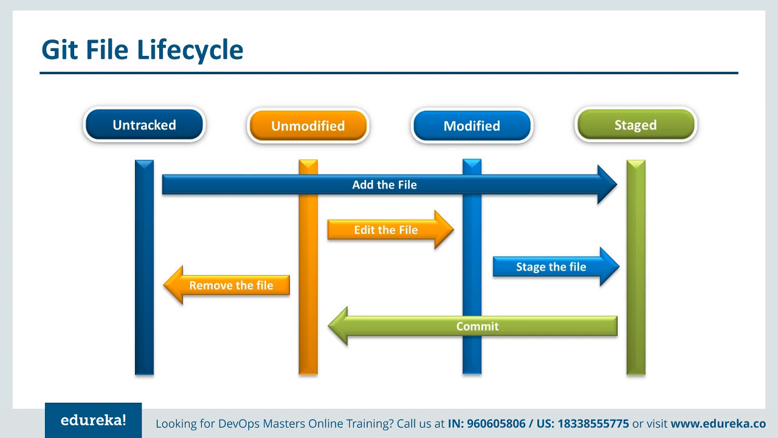Once they are committed, they will become unmodified, and if I remove the file, then it will become untracked. So how it goes is that I have created a new file which is untracked, I add that file, it goes into stage. I have an existing file, I edit that file, it goes to modified, and then I stage that file using the git add command. Once I commit the staged file, then they become unmodified files again, right? Unmodified means they are up to date.